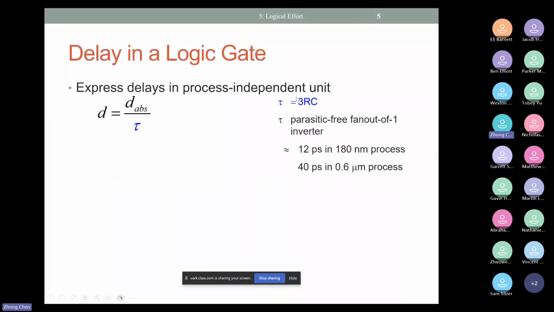Right, so tau is 3 RC. That is your reference. Once you use the RC delay model to calculate the total R and C, you can divide it by this 3 RC. That will give you your process independent delay estimation. I hope that solved your question.